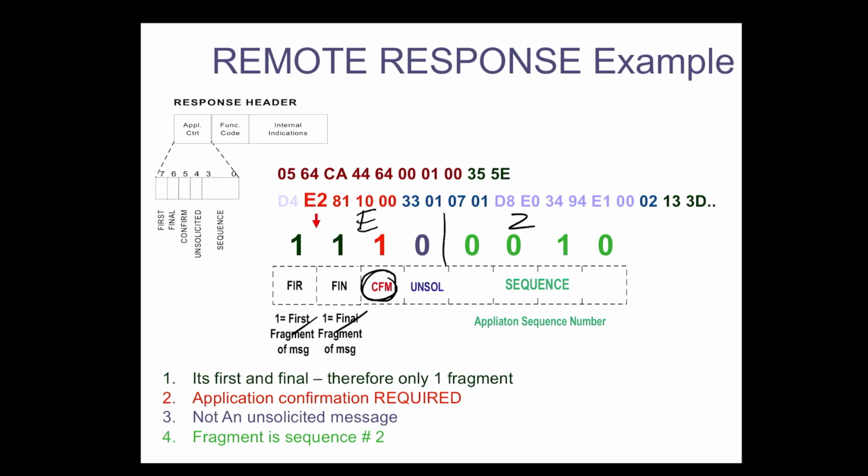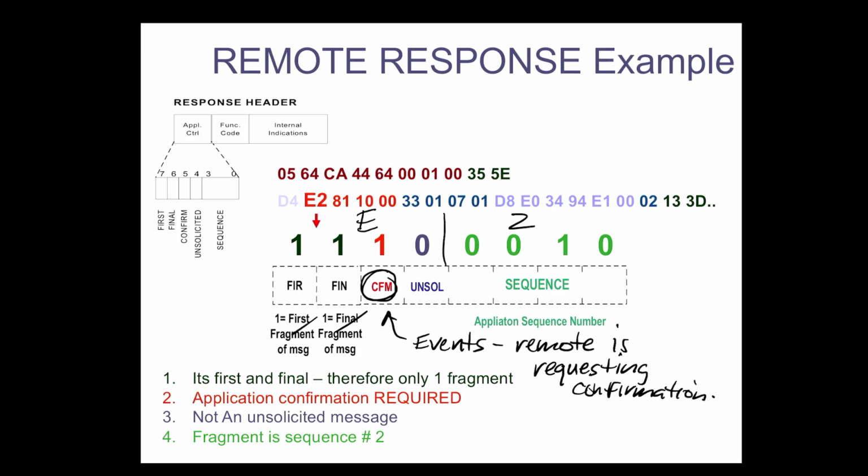And the reason why is I can guarantee you there's events in this response. Because there's events in this response, the remote is requesting confirmation at this layer. It wants confirmation so it can say, okay, these important events have been received by the master, and now I can clear my event buffer and start recording new events.